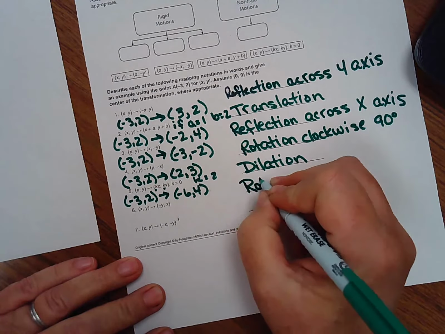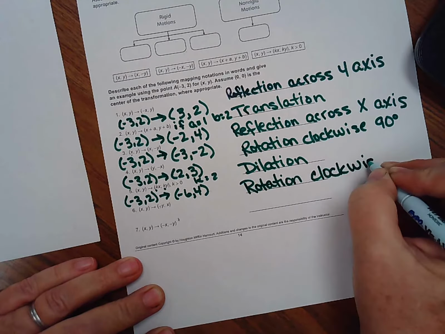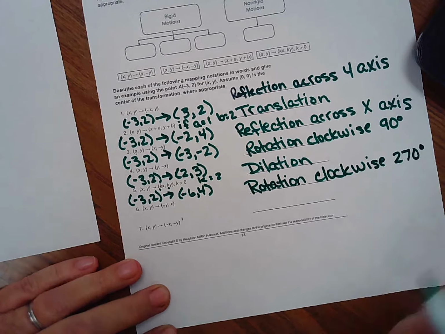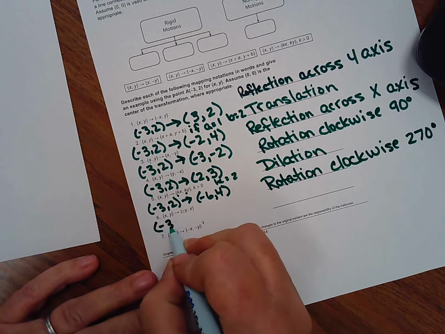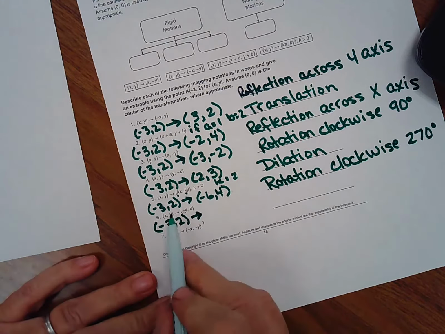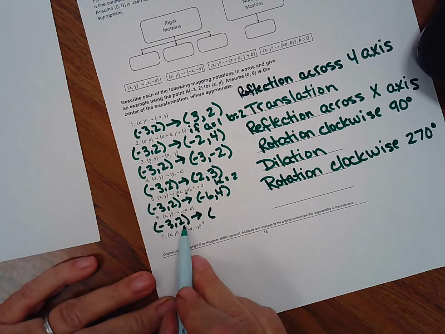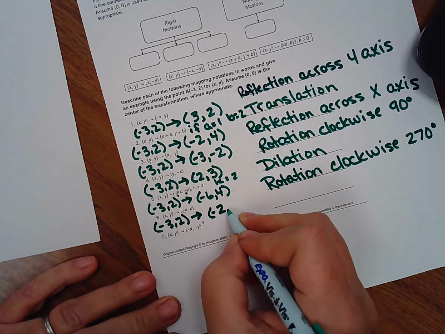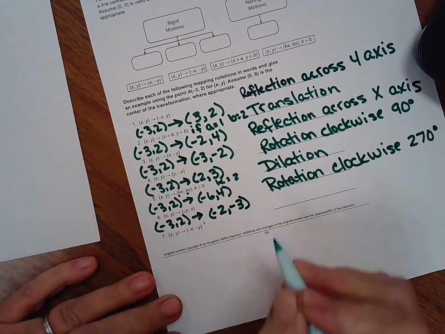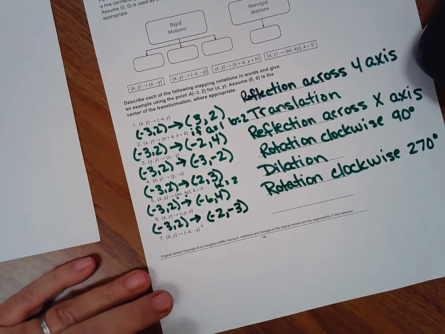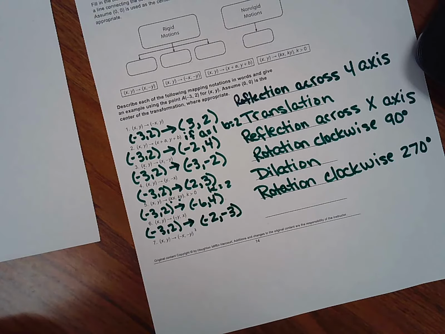So this is a rotation again. And I'm going to say clockwise 270, although counterclockwise 90 would also be correct. And so if XY was -3, 2, then the Y comes first and it becomes negative. So it was 2, and the negative of 2 is -2. And then X stays the same, but it comes last. So that's -3. So my rotation clockwise 270 degrees goes from -3, 2 to -2, 3.